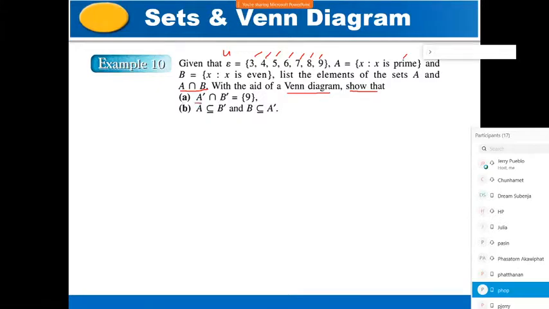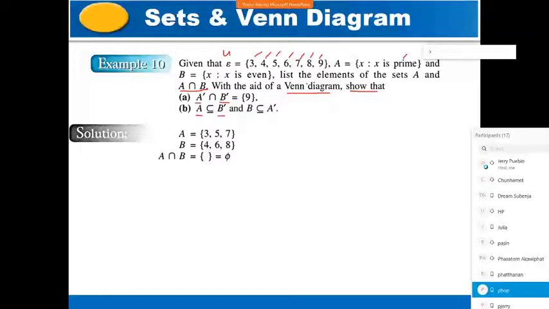What is the question of A? What is A complement intersect B complement? Given already, A complement intersect B complement is equal to 9. And there's another condition here. We will prove that this is true. A is a subset of B complement, or not in B. And B is a subset of A complement, or not in A. How are we going to do this? First, we draw the Venn diagram.